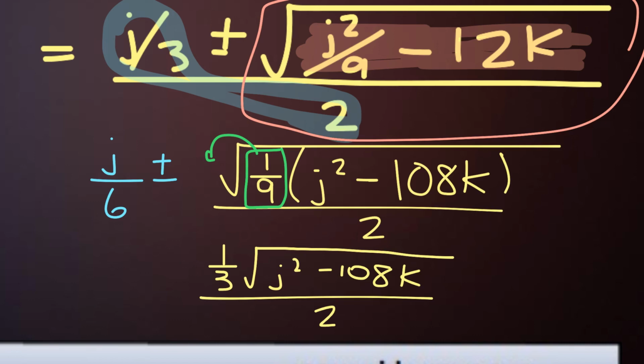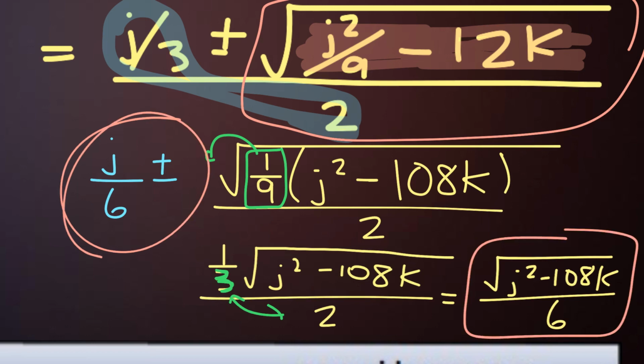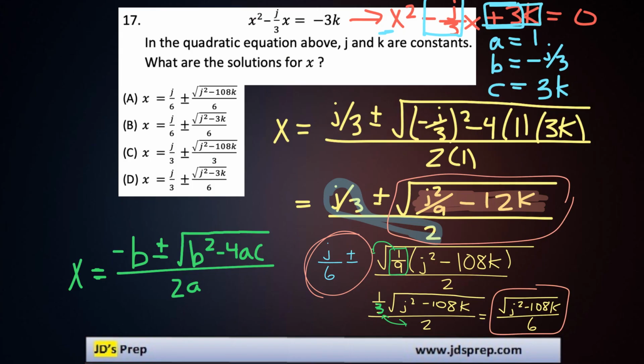Now, because this 3 is in the denominator here of this fraction, essentially what we're going to be doing is multiplying the 3 and the 2 together here. So this becomes the square root of j squared minus 108k all over 6. What's 3 times 2? So pretty convoluted, but you can see now that the answer is going to be j over 6 plus or minus this term here. So looking at our possible options, we can see that matches option A.